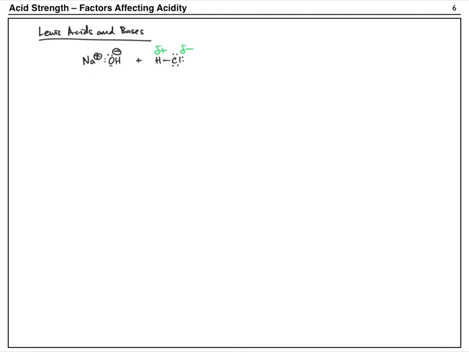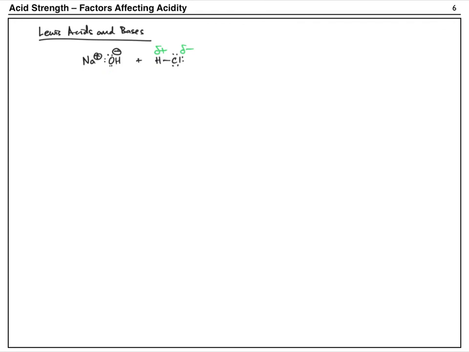So in the Arrhenius and Bronsted definitions, we're talking specifically about hydrogen ion concentration, hydroxide ion concentration, the movement of the proton, but in Lewis acid-base, we're focused specifically on the movement of the electrons. The Lewis definition of an acid is an electron pair acceptor. A base is an electron pair donor.